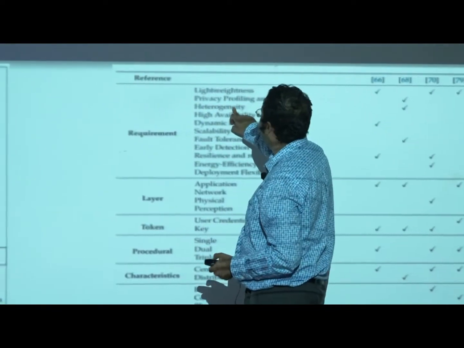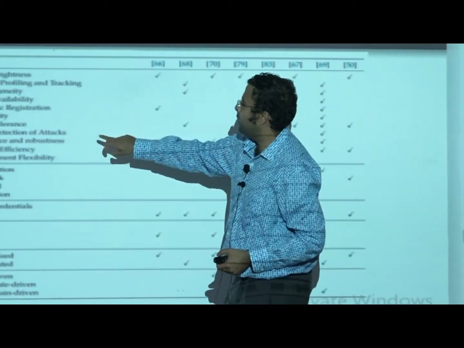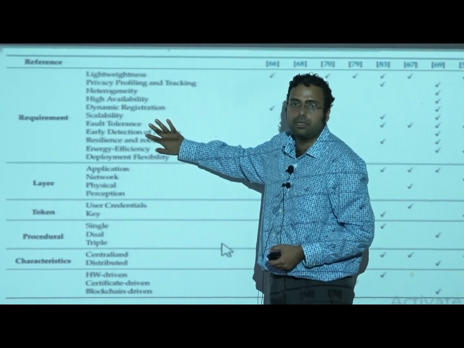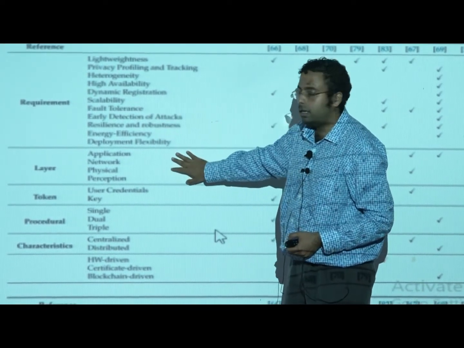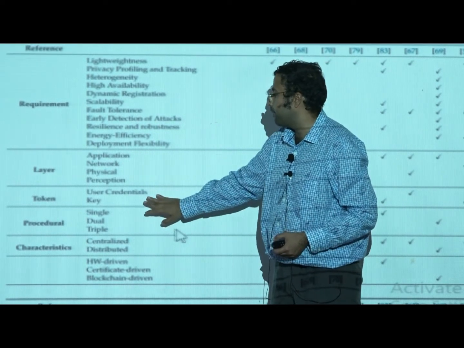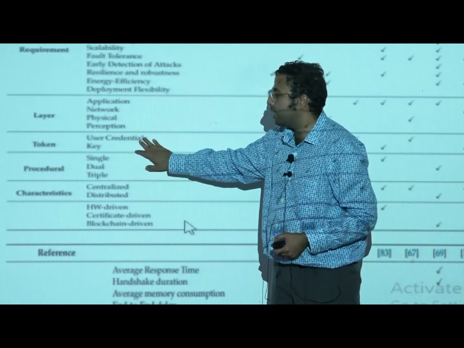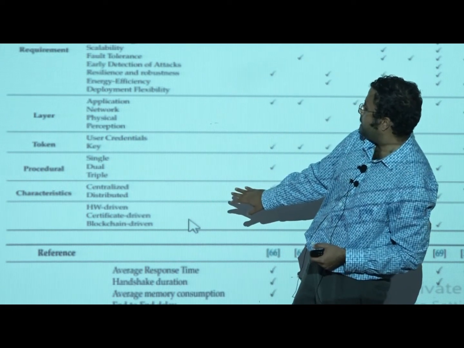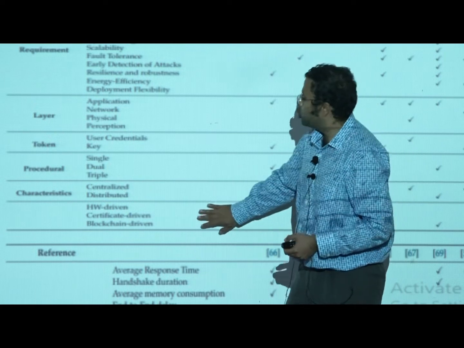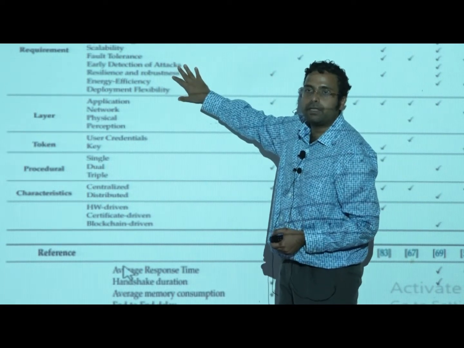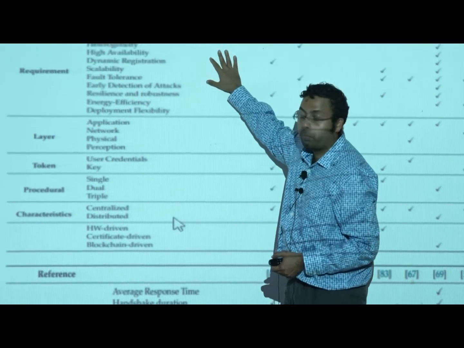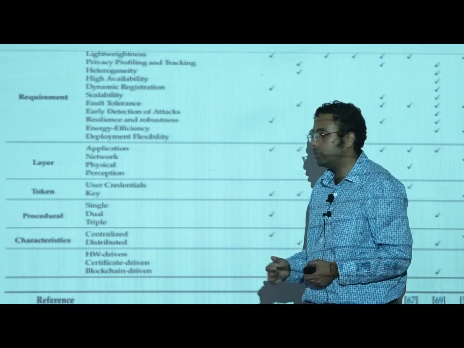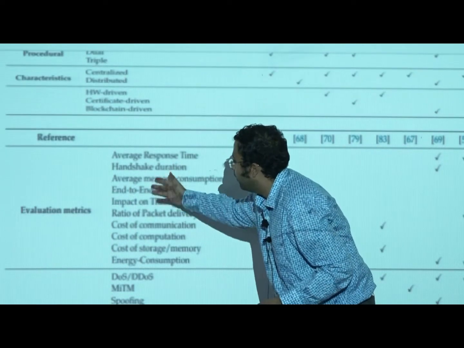Lightweightedness, heterogeneity, availability, scalability, early detection, energy efficiency, deployment flexibility, all these are requirements of the authentication authorization model. And these are applied in application layer, network layer, physical layer, etc. They will involve different tokens such as user credentials, and they can be centralized or distributed, and they can be based on a certification mechanism or blockchain mechanism or hardware driven. So all these system theoretical aspects come into the algorithm and model design to be able to create a robust authentication mechanism which is able to withstand the adversarial attack. Similarly, there are other ways of evaluating.